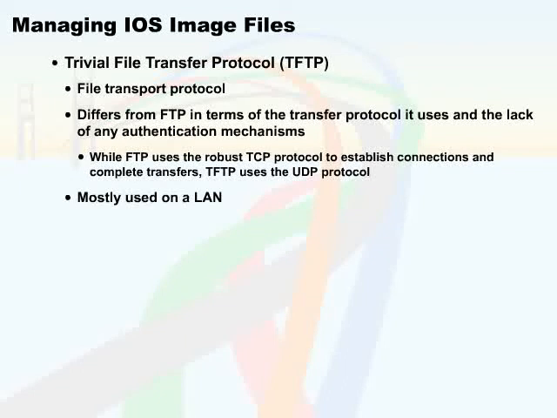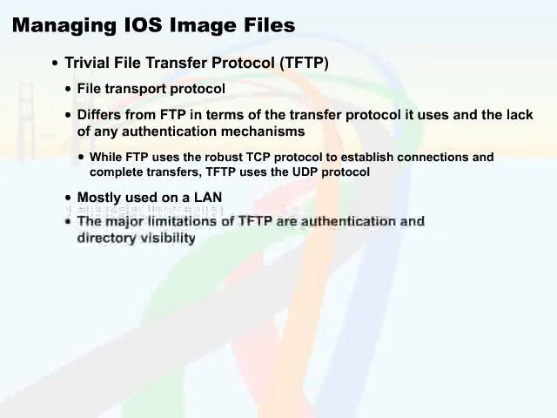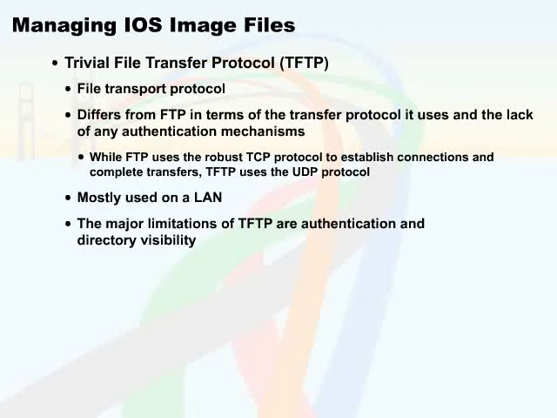TFTP is mostly used on a LAN, rather than a WAN or on the Internet. The major limitations of TFTP are authentication and directory visibility, which means that you don't get to see the files and directories available on the TFTP server. TFTP works by default on port 69.